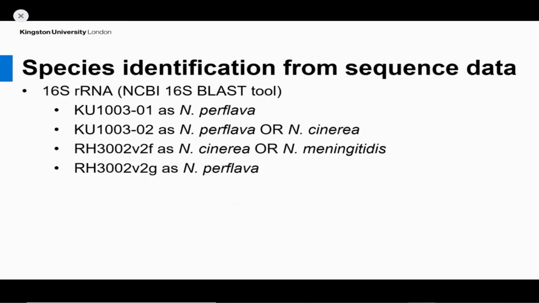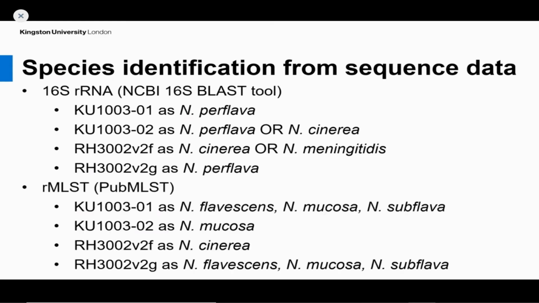For species identification from the sequence data, we first started by looking at the 16S ribosomal RNA using the NCBI tool. Some species were identified there. And then we looked at the ribosomal MLST using the pub-MLST tool. And some species were identified there. And you can see there's some overlaps. Now, something to keep in mind, Neisseria perflava and Neisseria subflava have actually been combined into one, so they're now all called Neisseria subflava. So actually the 2 results there for the first isolate, KU 1003-01, they do agree on that final subflava perflava.